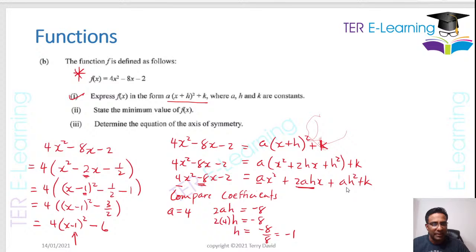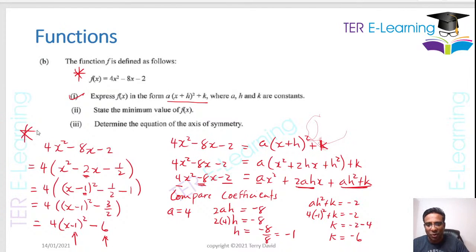Next thing we need to do is find what k is. This here is what we're left with, and that is equal to minus 2. So we put ah squared plus k equal to minus 2. But you know what a is? a is 4, and h is minus 1. We square that, plus k, and we get minus 2. So minus 1 squared is 1, multiplied by 4 gives us 4. Therefore k is equal to minus 2 minus 4, so k is minus 6, which is what we got here. So these are just two different ways we can do this first part.